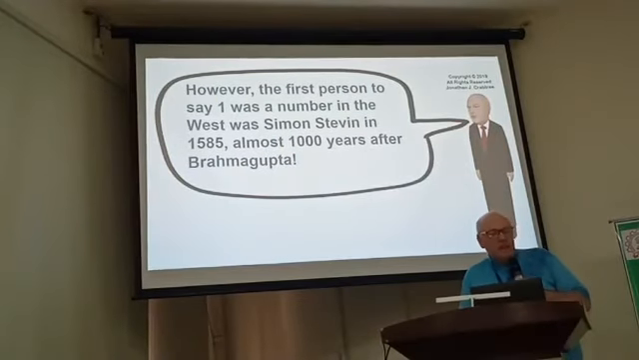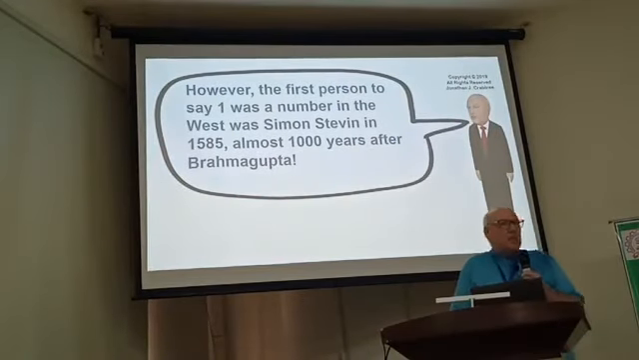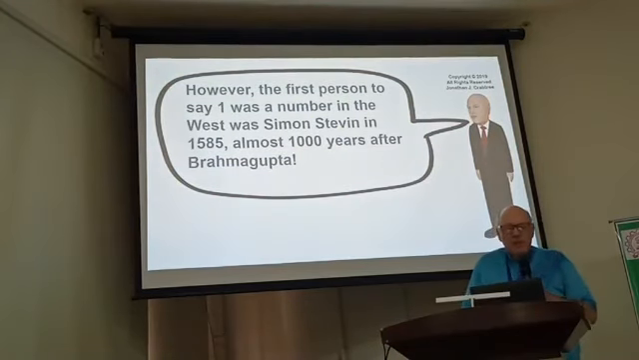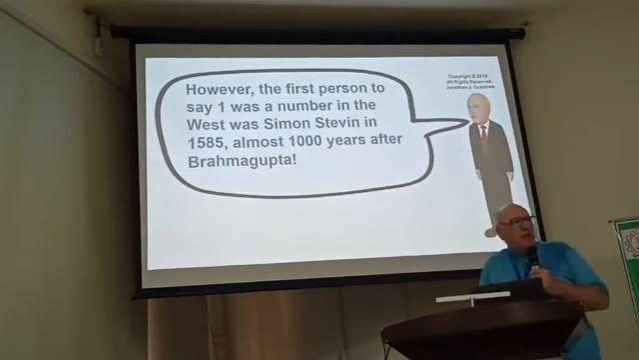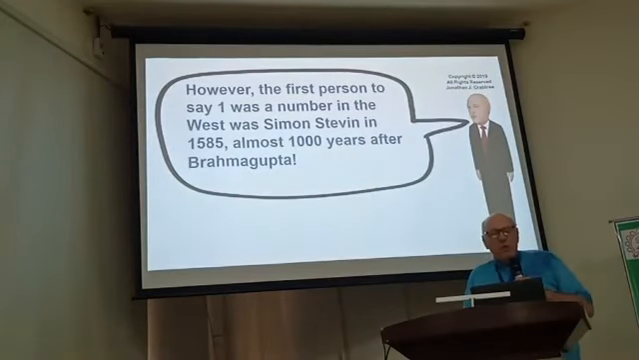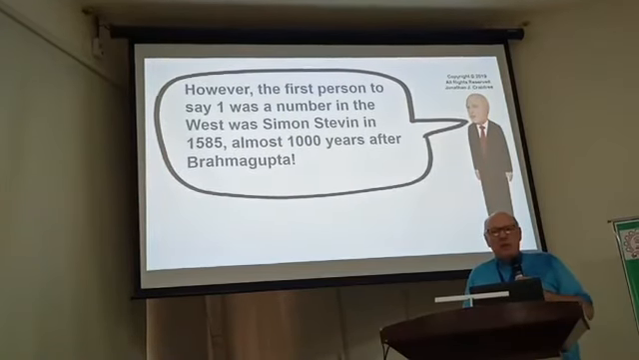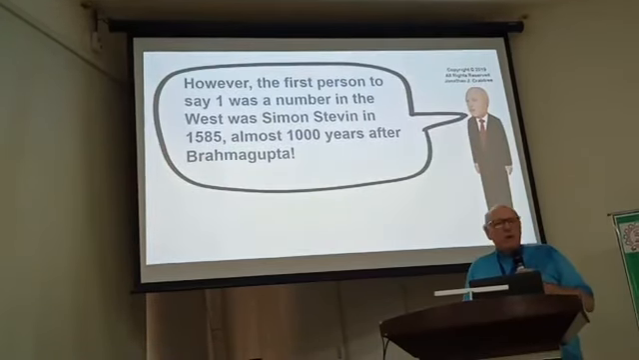Almost 1,000 years later, the West is debating whether one is a number or not. The first person that says one was a number in the West was Simon Stevin in 1585, almost 1,000 years after Brahmagupta. So the West still does not understand Indian mathematics. They have not understood it yet.